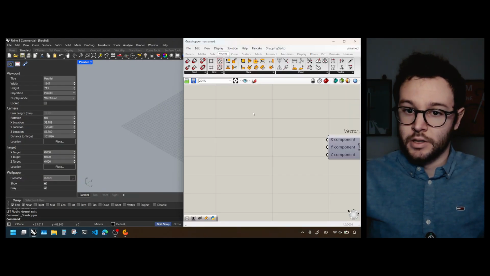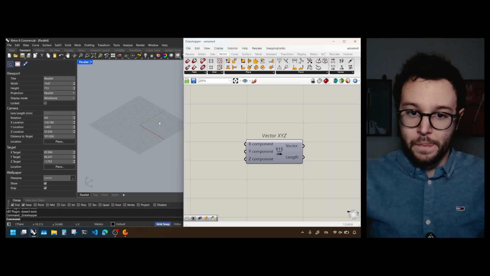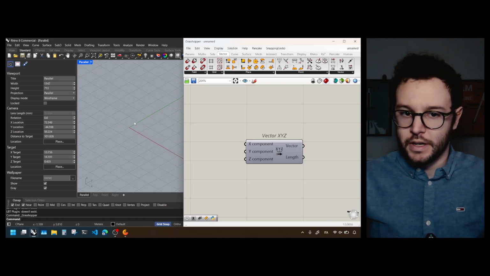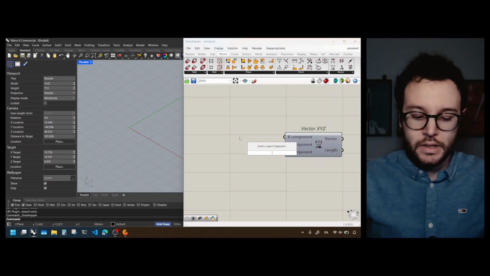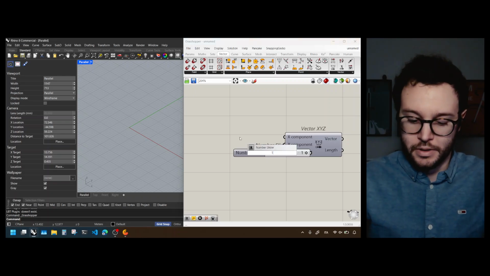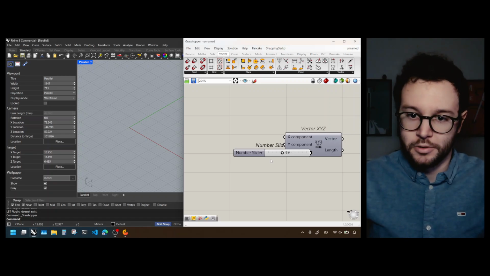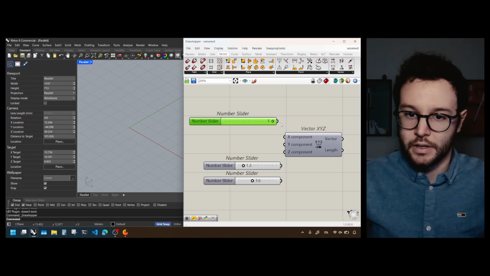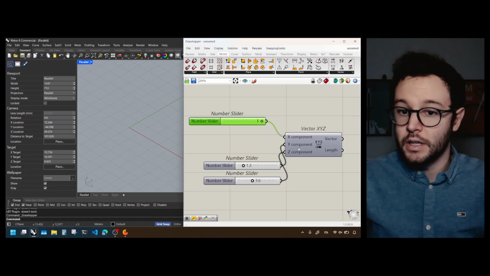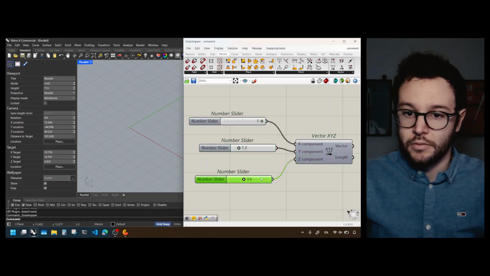So let's actually switch to split view so we can visualize the vectors in the Rhino canvas as well. Let's define three numbers. We used, I believe, 1, 1.2, and 3.6, but you could use any number. We're using sliders to define the components. So we have x, we have y, and we have z. All right, and we created a vector.